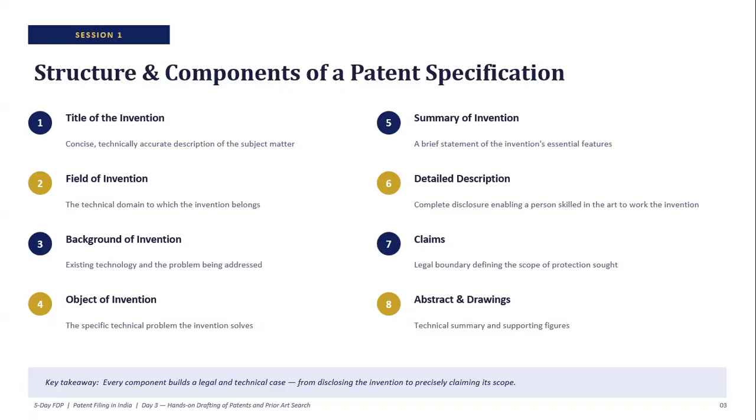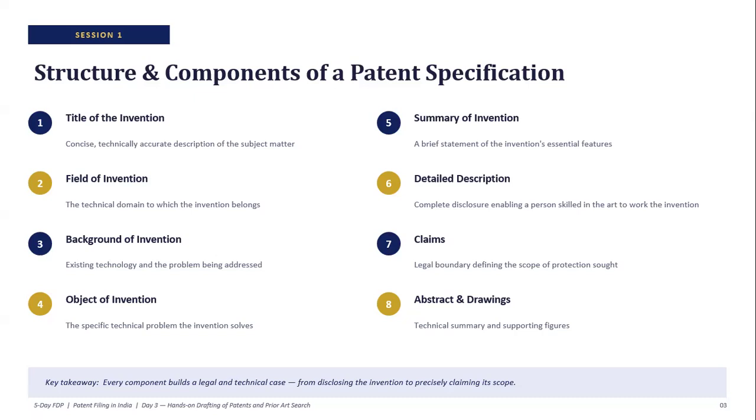Next comes the summary of invention. The summary provides a concise explanation of the essential features and overall concept of the invention. The detailed description is one of the most important portions of the specification. It should provide sufficient disclosure to enable a person skilled in the relevant field to understand and work the invention.